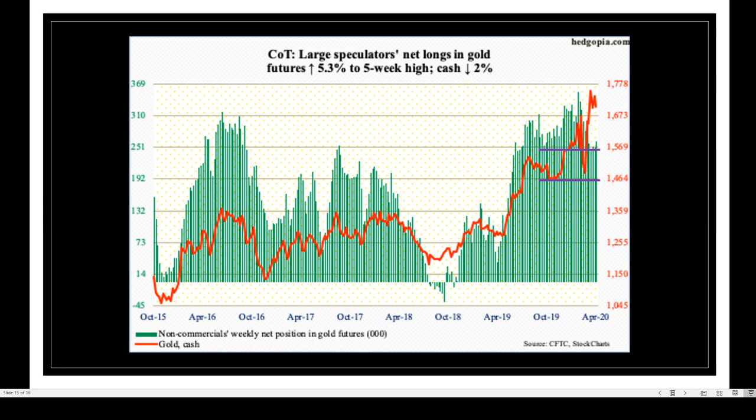This is how speculators are positioned in the gold futures market. What you can see here in the green bars is the speculative long positions when speculators are betting on higher gold prices. And when they bet on higher gold prices, you can see in red, gold prices rise. But when they back off of those long positions, gold prices fall.